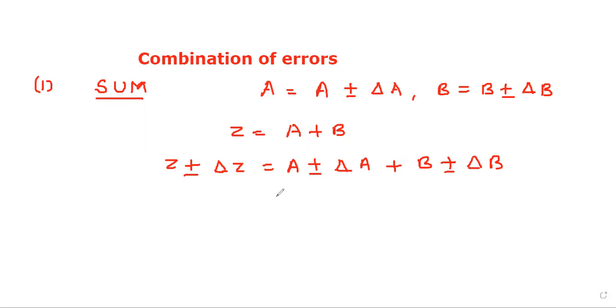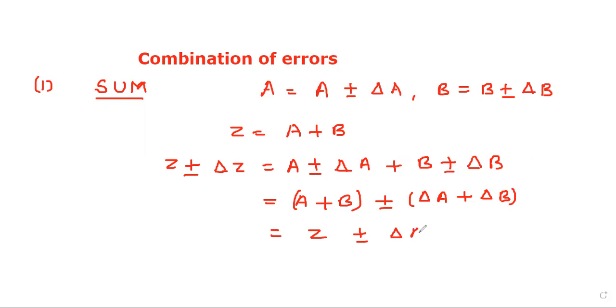Now we write it as A plus B plus minus delta A plus delta B. So this is equal to Z plus minus delta A plus delta B. So we can say that delta Z will be equal to delta A plus delta B.